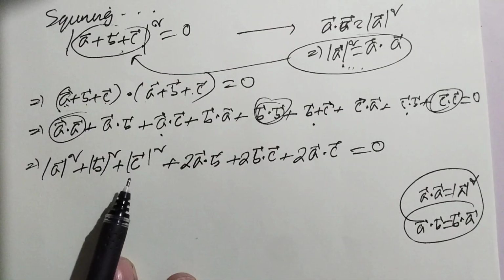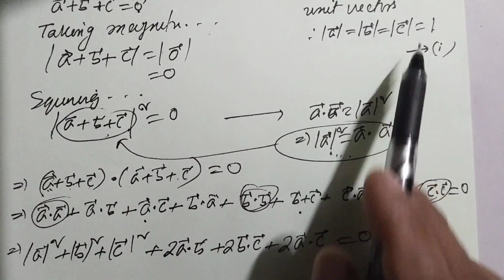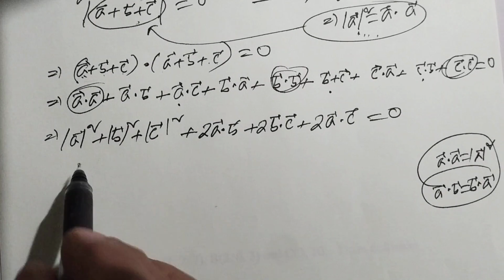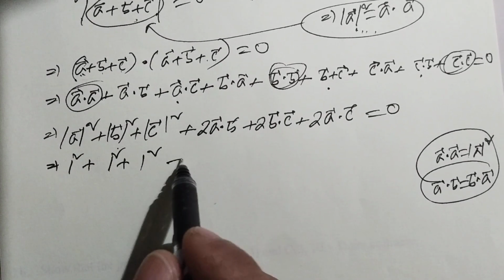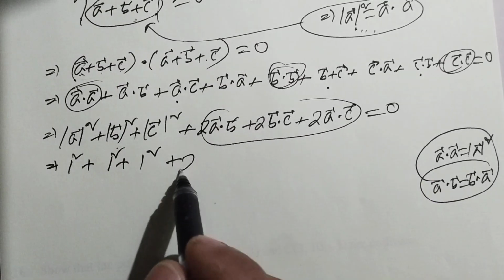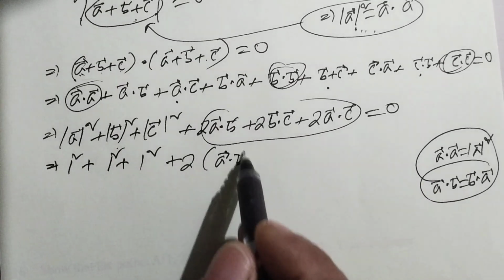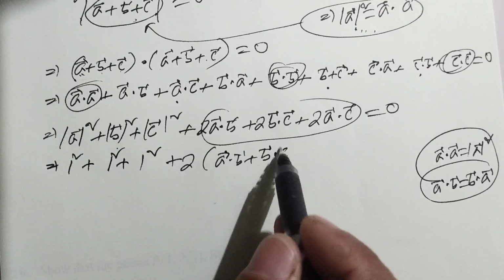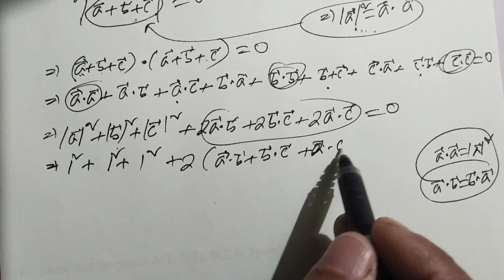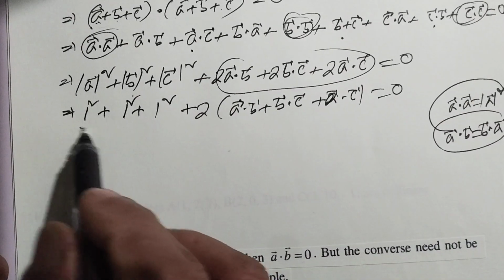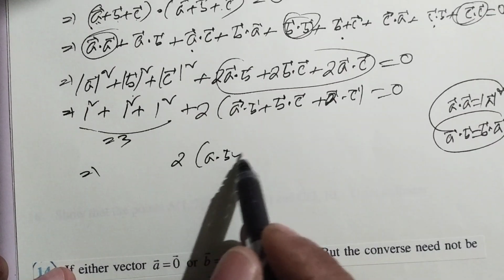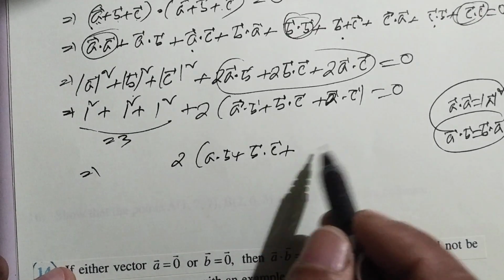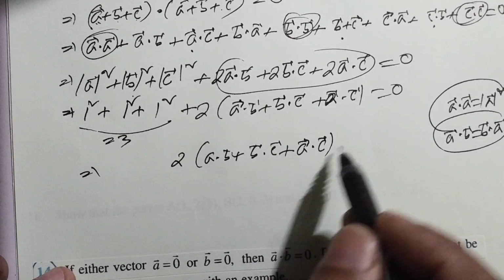Now these magnitudes of A, B, C are 1, because there are unit vectors mentioned, so each vector is of magnitude 1. So I can write here 1 square, for this again 1 square, for this again 1 square, and then in these three terms I can take 2 common, remaining A dot B, B dot C, then A dot C, right hand side 0. 1 plus 1 plus 1 is 3, so twice A dot B, B dot C, then A dot C, right hand side is minus 3.